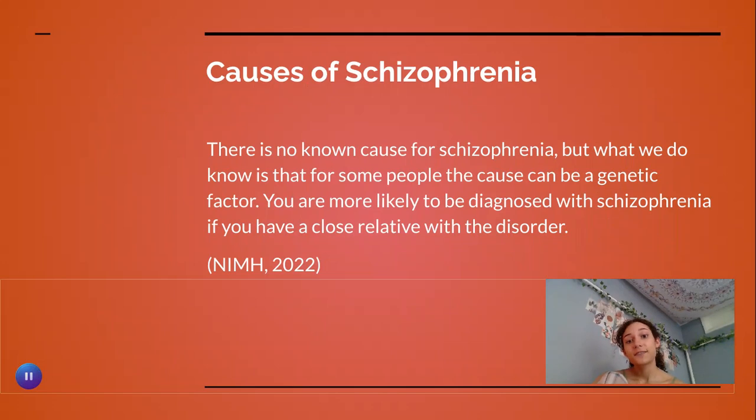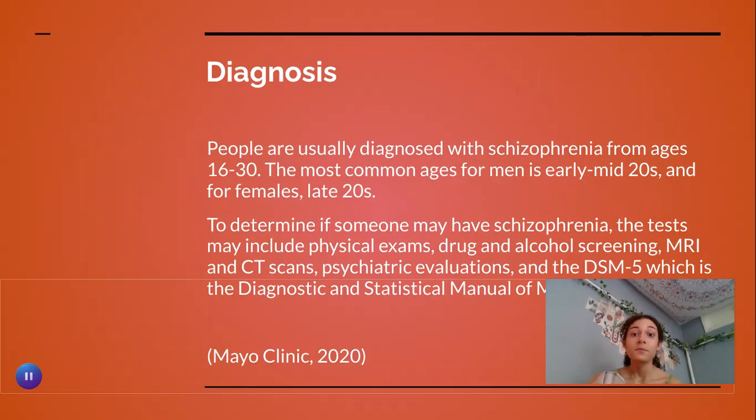The causes of schizophrenia are unknown, but what we do know is that for some people, the cause can be a genetic factor. You are more likely to be diagnosed with schizophrenia if you have a close relative with the disorder. People are usually diagnosed with schizophrenia from ages 16 to 30. The most common ages for men is early to mid 20s and for females late 20s.